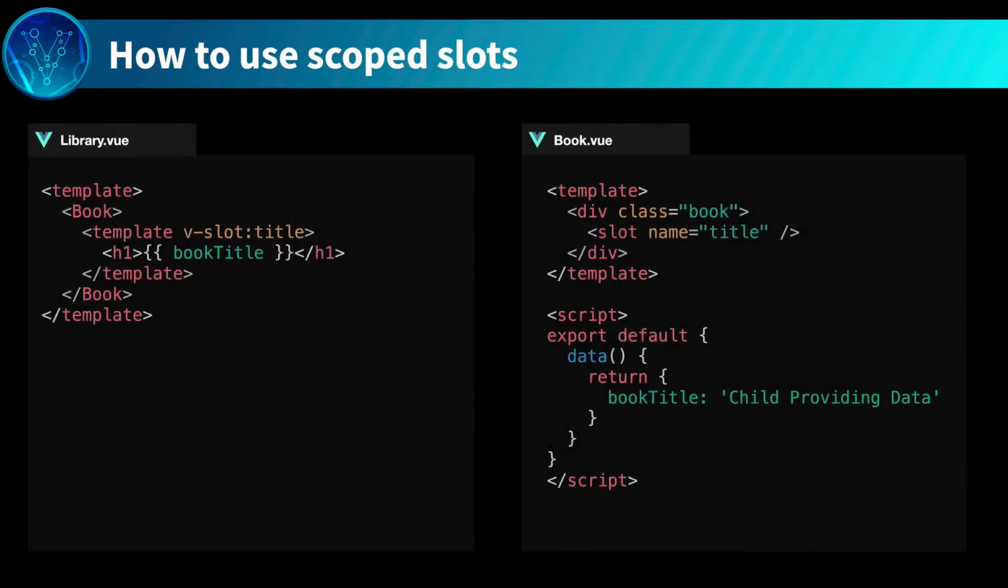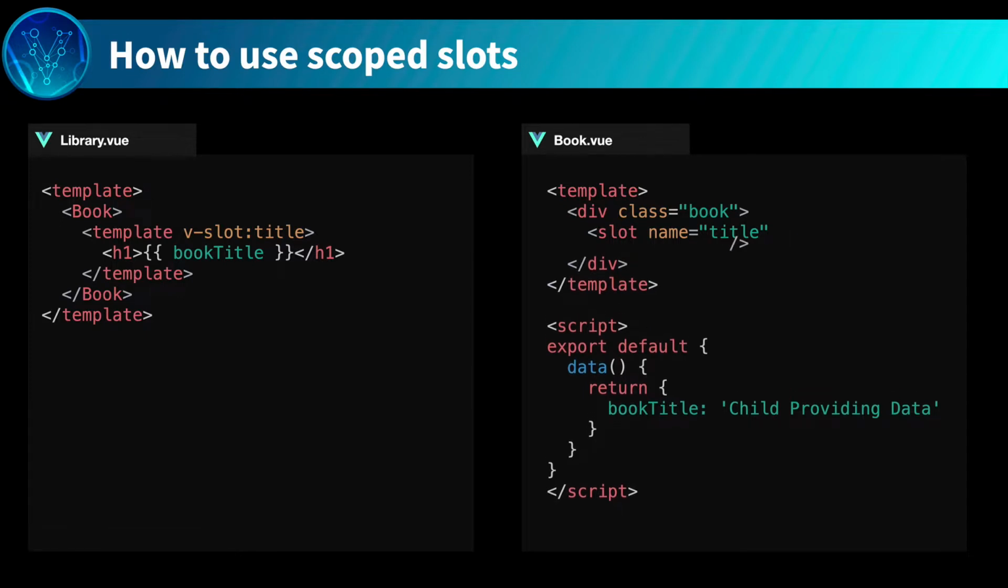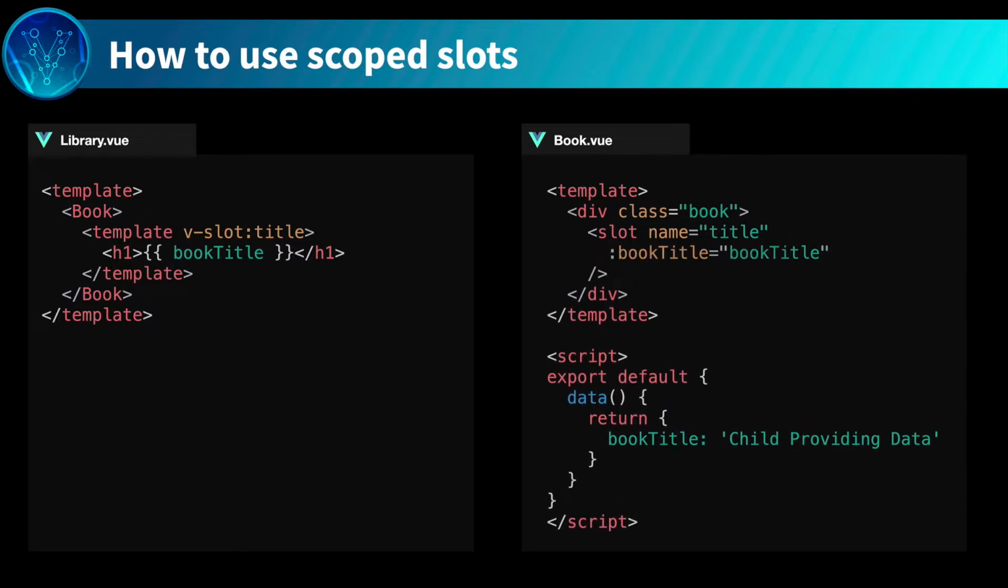Using our library and book example from earlier, let's implement this. First, we'll go ahead and add an attribute of book title to our slot. This will allow us to provide the book title from our data store in book.vue. Next, we'll open up our slot props by assigning it to our v-slot title. And then we'll prepend our book title with slotProps.